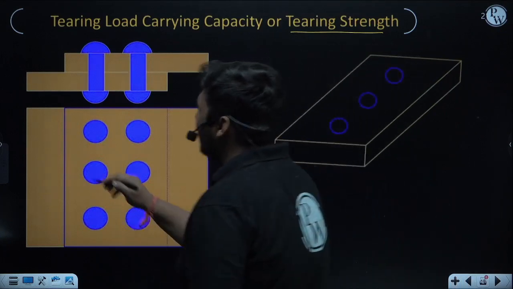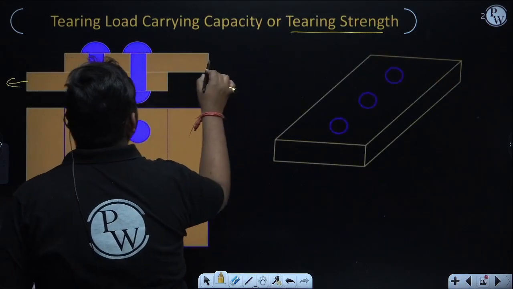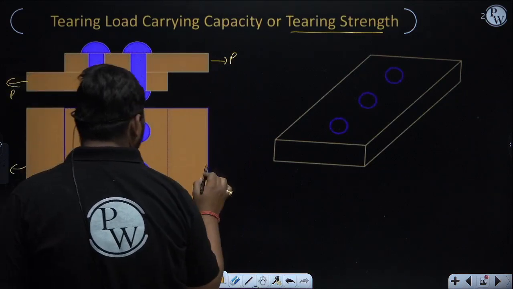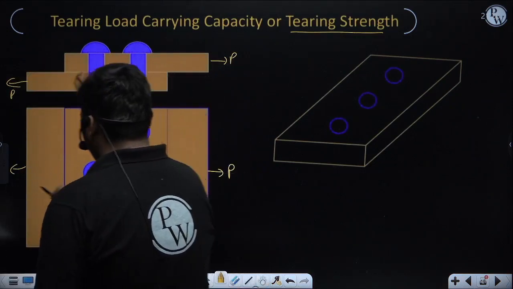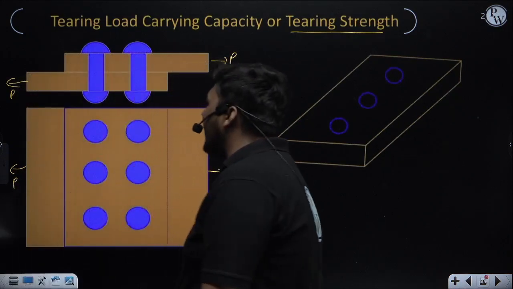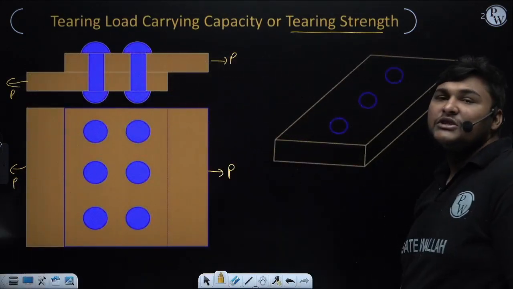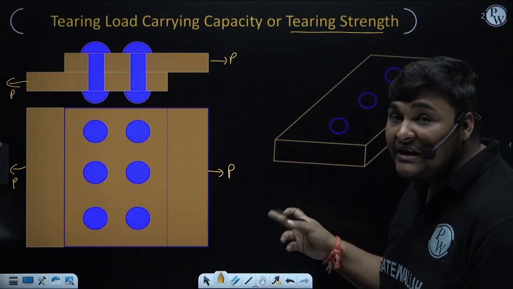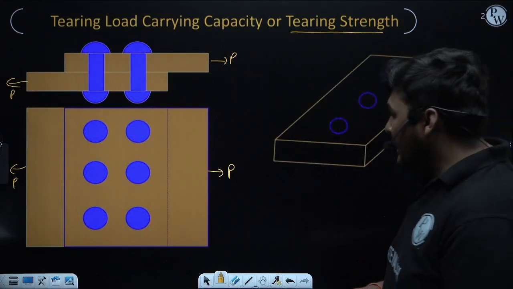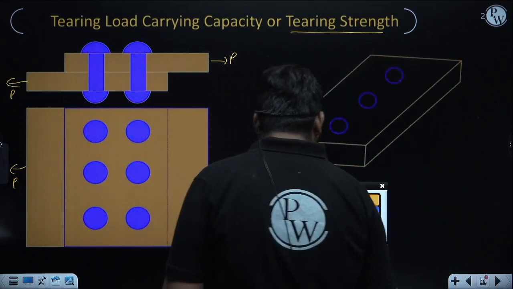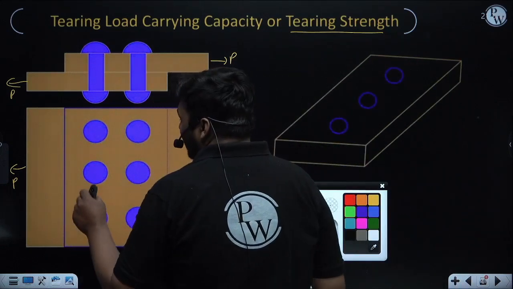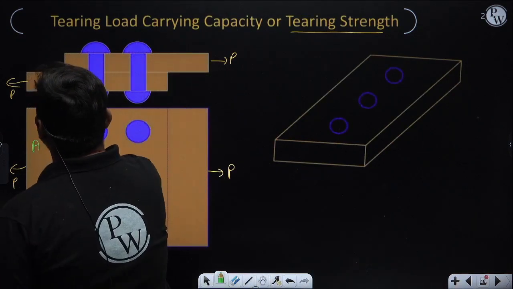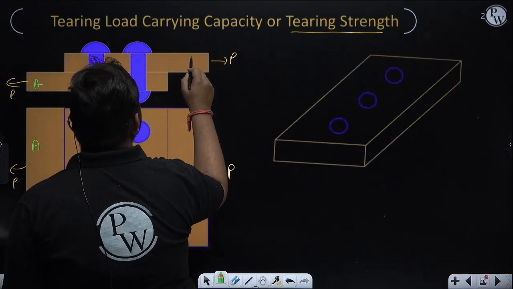To understand, load acting on this plate is P. Okay, if I draw P here, it is like this. Now you can see, due to this axial force P, tensile stress will be induced in the plate. Okay, I am not talking about rivet. Tensile stress will be induced in the plate. Now what happens? Suppose I am taking this load P. This load P is acting in plate A, and this load P is acting in plate B.